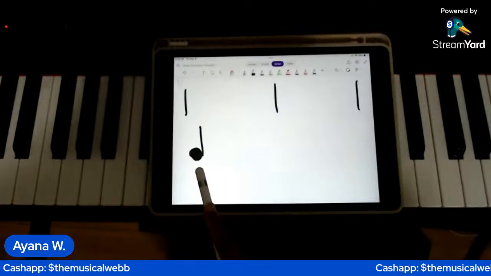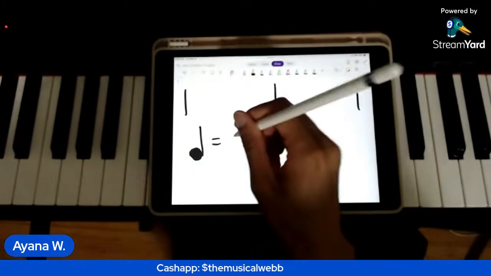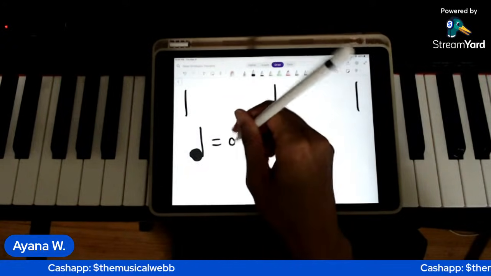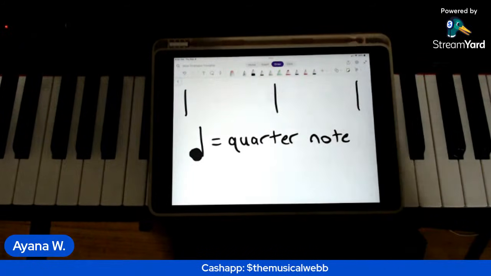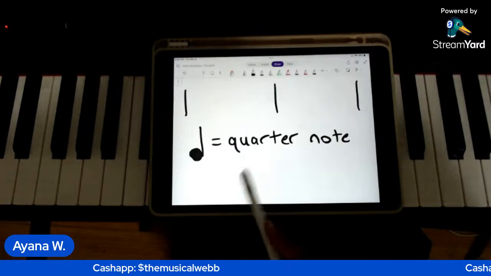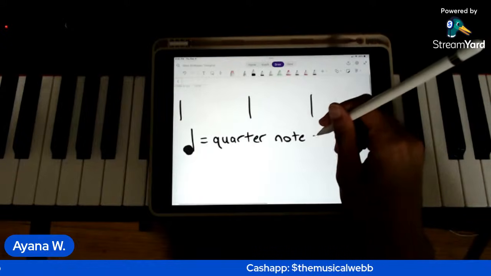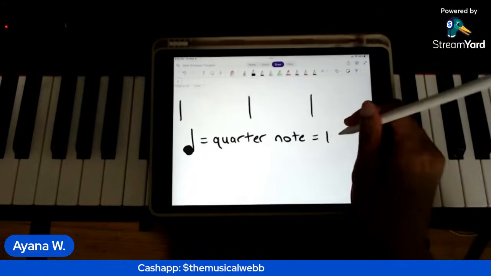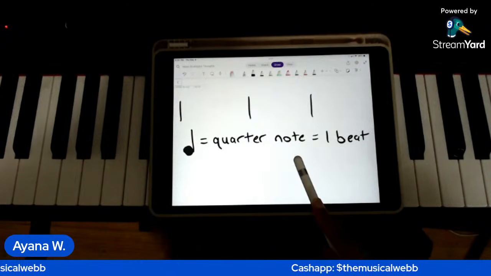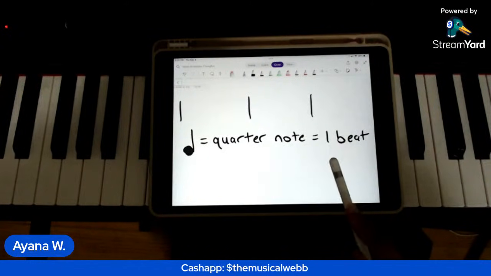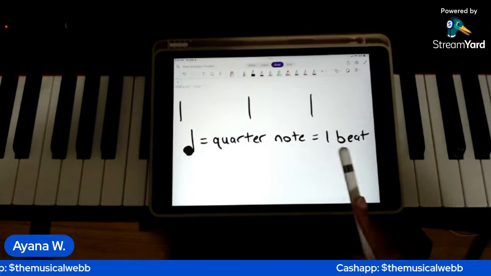This one here is a note that has a filled-in circle and a stem. Whenever you see that, that is called a quarter note. A quarter note is pretty much the most basic note you can think of, and the length of a quarter note is 1 beat. So it's 1 beat long. Whenever you count 1, 2, 3, or 4, think of a quarter note being assigned to each of those numbers. Quarter note, quarter note, quarter note, quarter note, right?